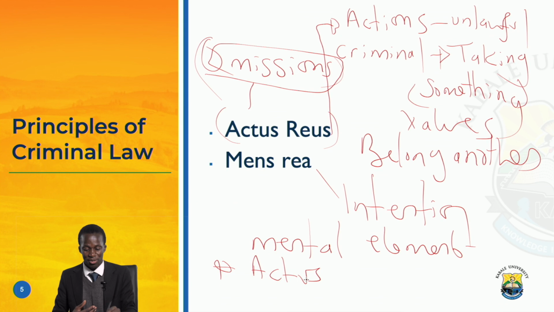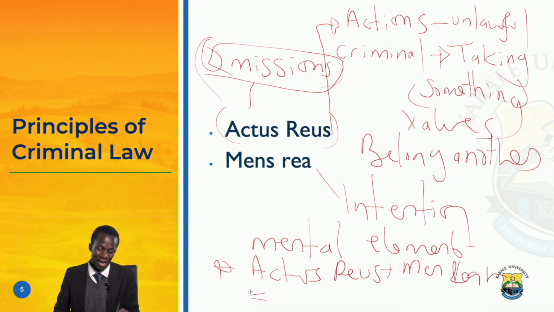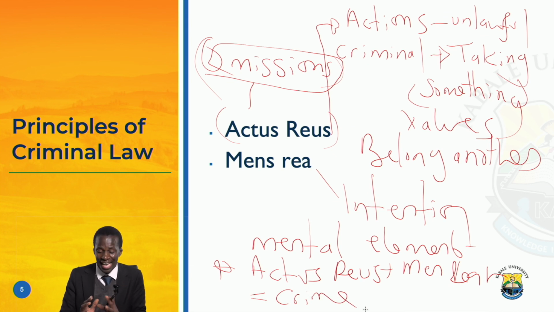Maybe this is a formula which you have to bear in mind: actus reus plus mens rea gives us the crime. Actus reus plus mens rea is equal to crime. That is going to be the golden rule as far as this particular topic is concerned.